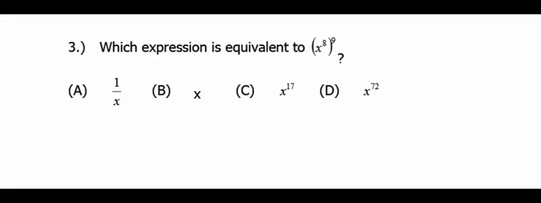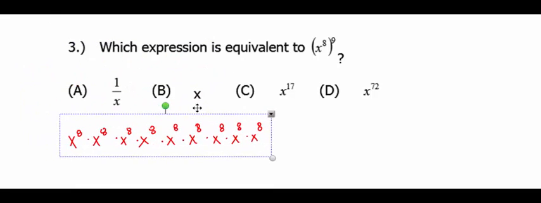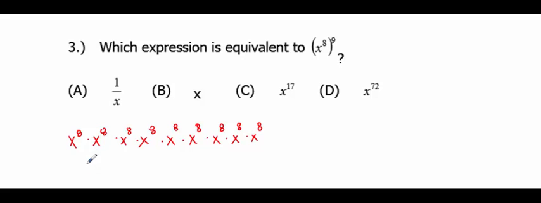Okay, looking at another example of exponents. In this case, we have which expression is equivalent to x to the 8th raised to the 9th power. Well, because I have two exponents here, what this means is I have 9 of these x to the 8ths. So if I were to write that out, x to the 8th 9 times, then what I would do is go through and use our rule where if I multiply equal bases, we add the exponents. I have how many of the 8s? I have 9 of them.